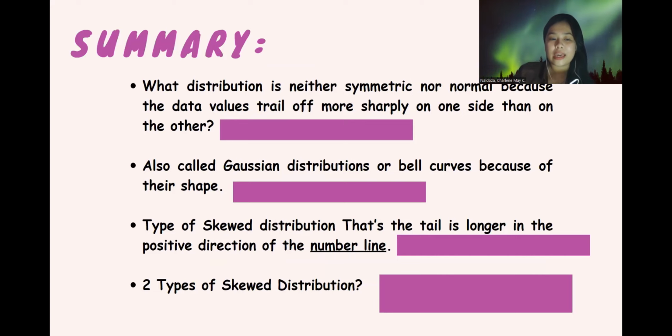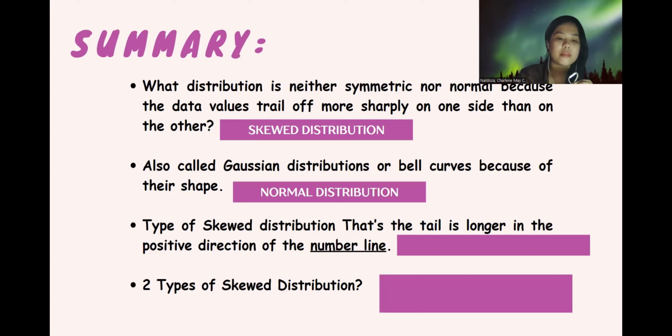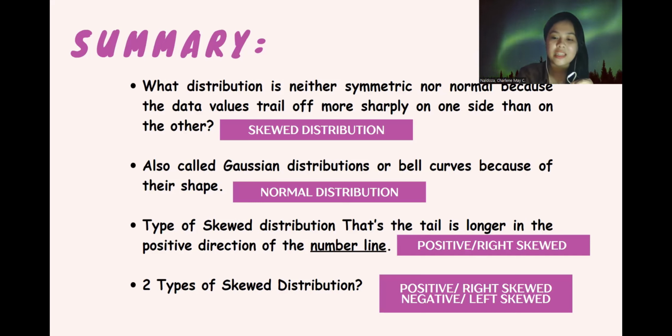Okay, before we end this, let's summarize our topic. What distribution is neither symmetric nor normal because the data values trail off more sharply on one side than on the other? That is skewed distribution. Second, what is also called Gaussian distribution or bell curve because of its shape? The word bell curve, that is normal distribution. What type of skew distribution has the tail longer in a positive direction of the number line? Positive or right skewed. And lastly, the two types of skewed distribution are the positive or right skewed, and the negative or left skewed.